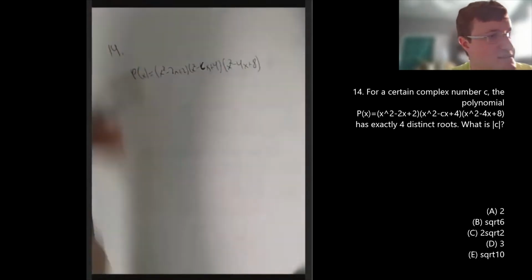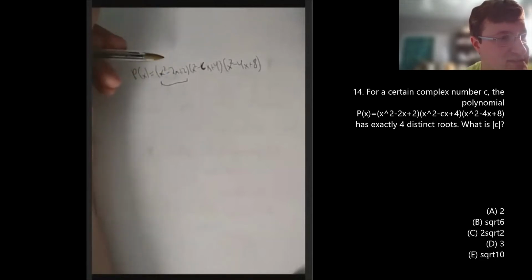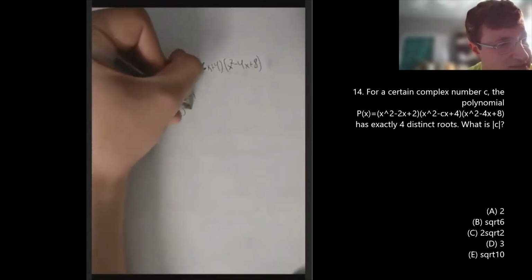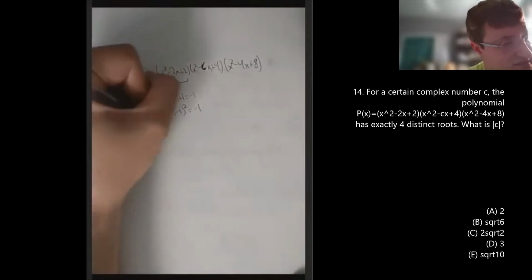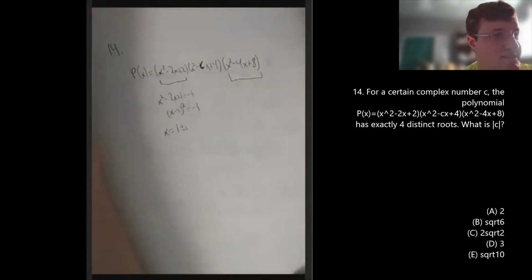So the roots of these two things, this one is, if x squared minus 2x plus 2 is 0, then x squared minus 2x plus 1 is minus 1. X minus 1 squared is minus 1. So x is 1 plus or minus i. And then with this one, it should be 2 plus or minus 2i, I think. Yeah.